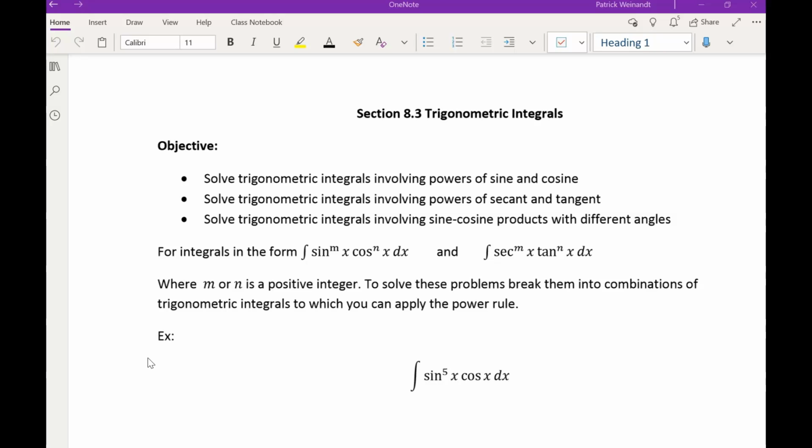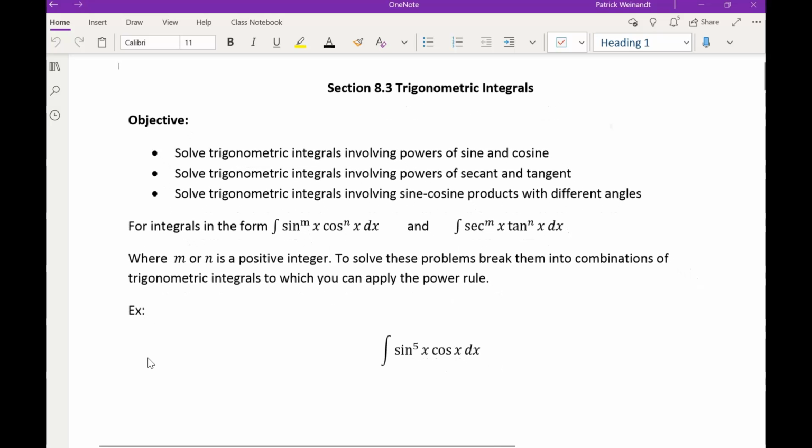Alright, today we're going to work with trigonometric integrals, and more importantly, somewhat more complex trigonometric integrals than what we've been working with. Our objective is to solve trig integrals involving powers of sine and cosine, involving powers of secant and tangent, and then involving sine-cosine products with different angles. I'm going to split this into two different videos. We'll address the sine and cosine integrals first, then we'll do secant and tangent.